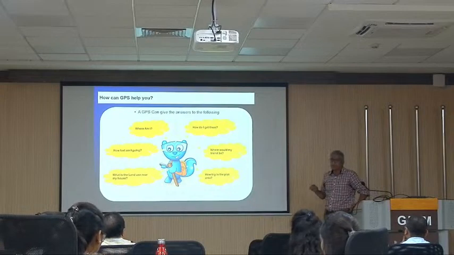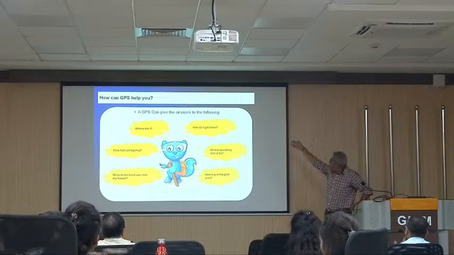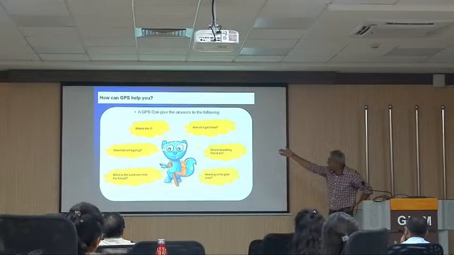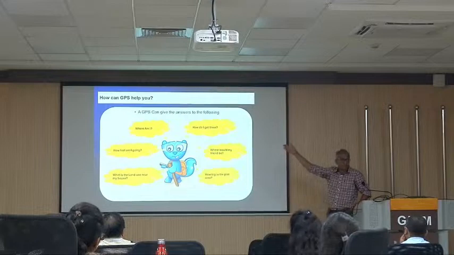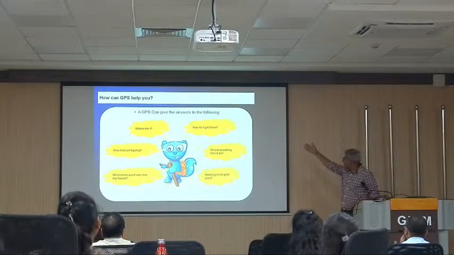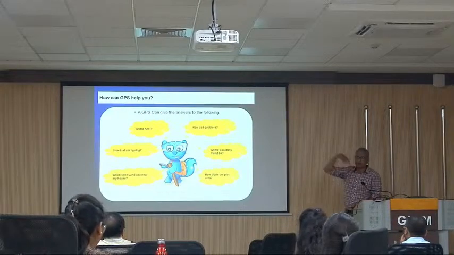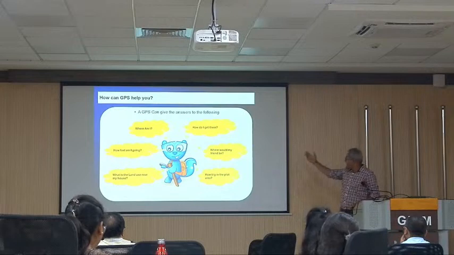Where am I? Right? How do I get there? That is route. Where am I? Means your location, right? How fast am I going? Your velocity, right? Speed. Where would my friends be? Locating your friends, tracking your friends, or going from point A to point B, right?